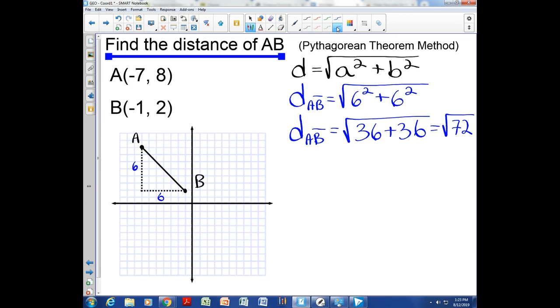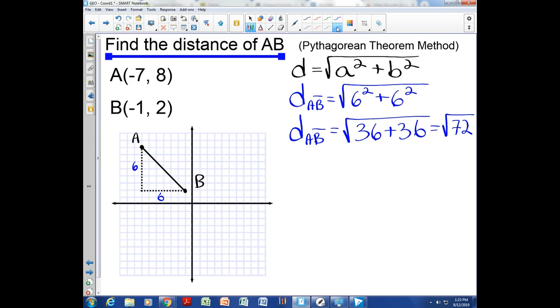Now, sometimes when we're doing distance, we do not need to simplify our radicals because we are just looking for either a multiple choice answer, or we're trying to compare the distance of 2 different line segments to see if they are congruent to each other.